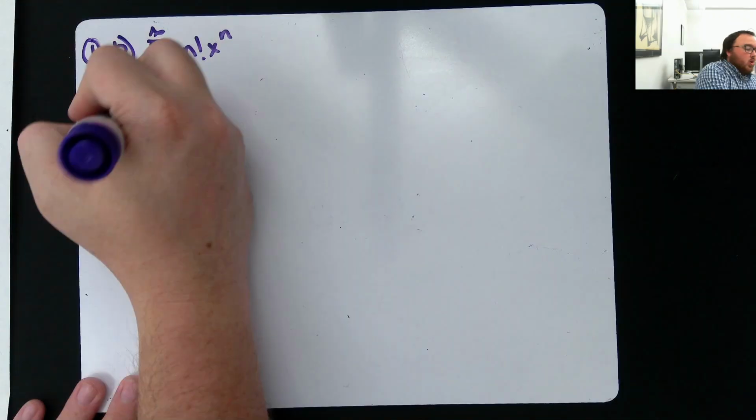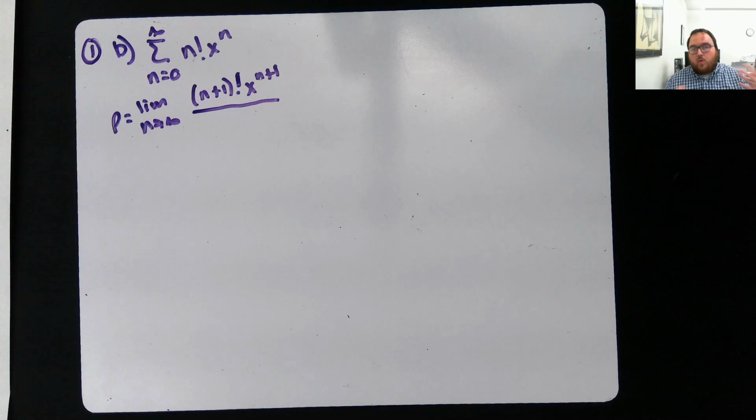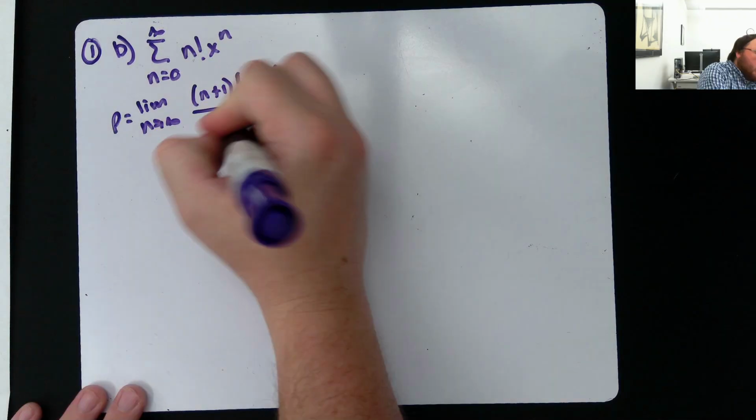So rho is going to be equal to the limit as n goes to infinity. Remember, I start with n plus 1, so I'm going to plug in n plus 1. That's going to give me n plus 1 factorial x to the n plus 1 over, and then just the original one that I had, which was n factorial x to the n.